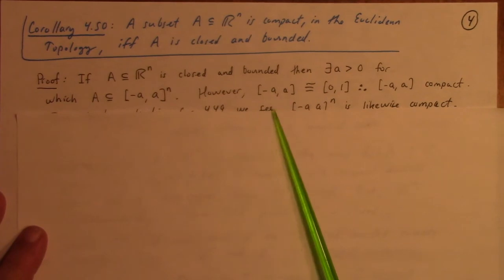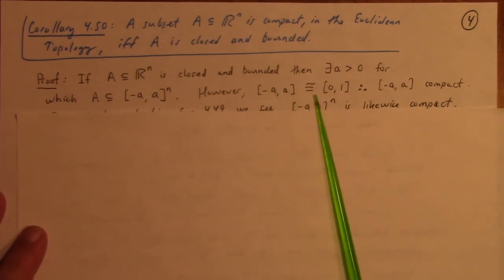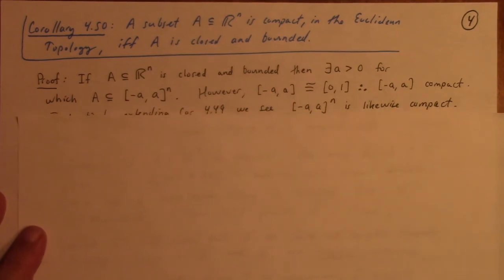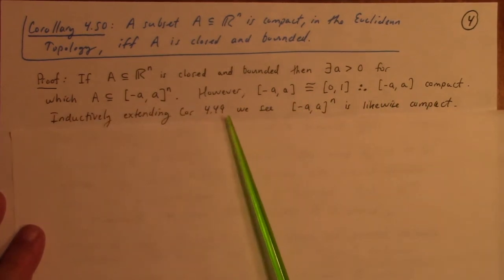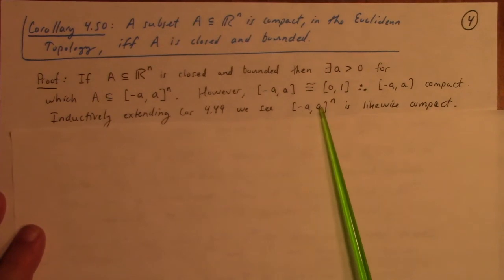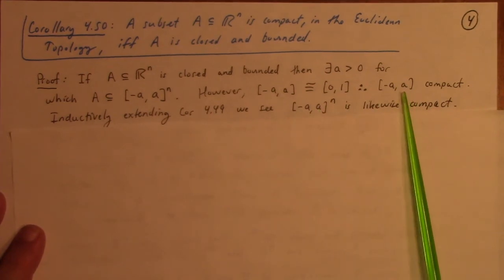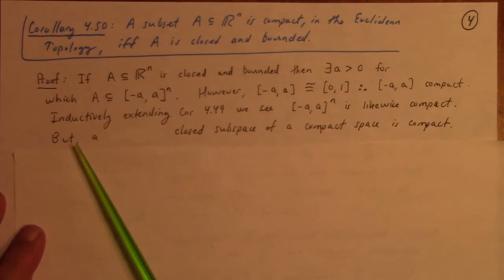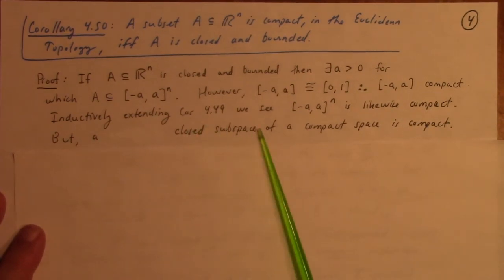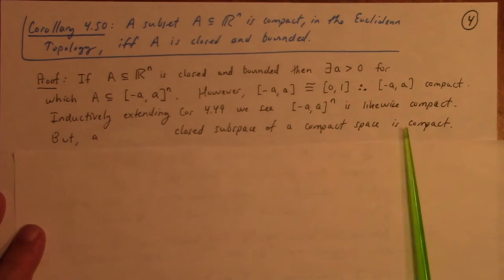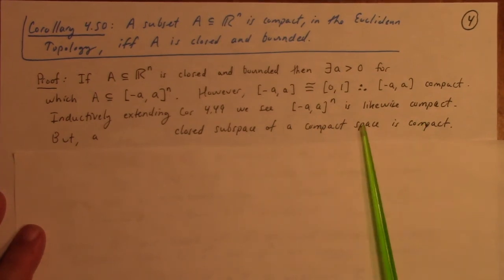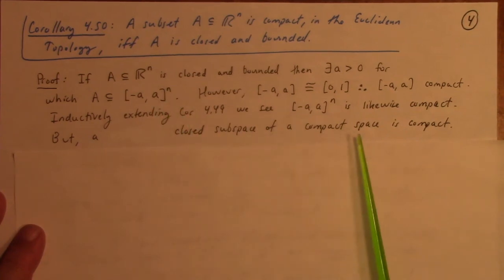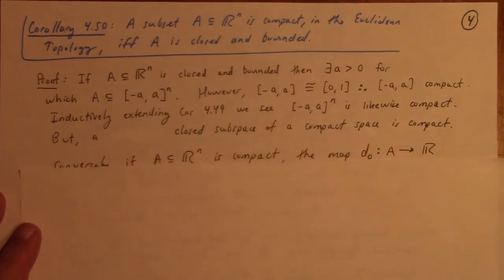But what else do we know? We also know that minus a to a is homeomorphic to 0, 1. Therefore, minus a to a is compact, and you can inductively extend corollary 4.49 to see that the n-fold Cartesian product of a compact set is again compact. And a closed subspace of a compact space is compact. I believe we just proved that, right? So we're assuming A is closed. It's a subset of a compact space. Therefore, A is compact, right?